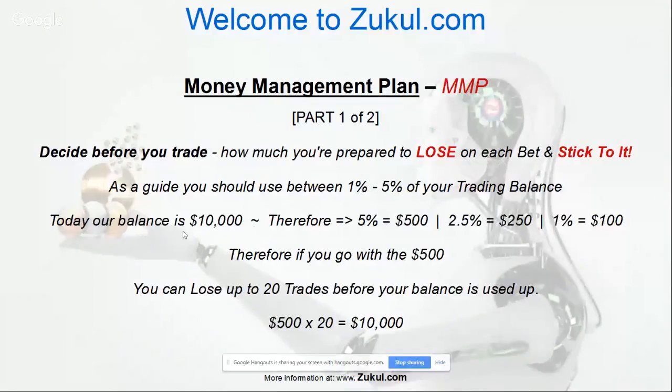As you can see here, if I was going with 5%, I would be placing $500 bets each time. This would allow me to lose effectively 20 trades, i.e. 500 times 20 losing trades would cost me $10,000. It's about helping you understand the relationship between how much you've got in your starting balance, how much you're prepared to trade on each trade, and realistically how much you could potentially lose.